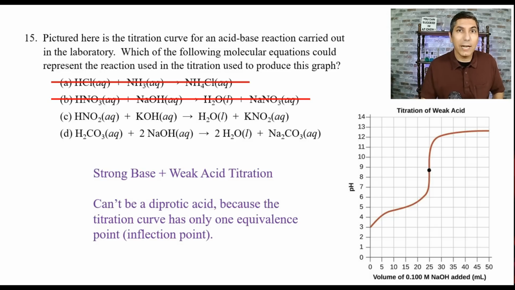And the reason for that is that the titration curve only has one inflection point. This only has one equivalence point. If there were a diprotic acid involved, like H2CO3, this titration curve would have 2 inflection points. And so since we don't have that, the answer has to be choice C. So yes, this very well could be nitrous acid being reacted with potassium hydroxide to make water and potassium nitrite.